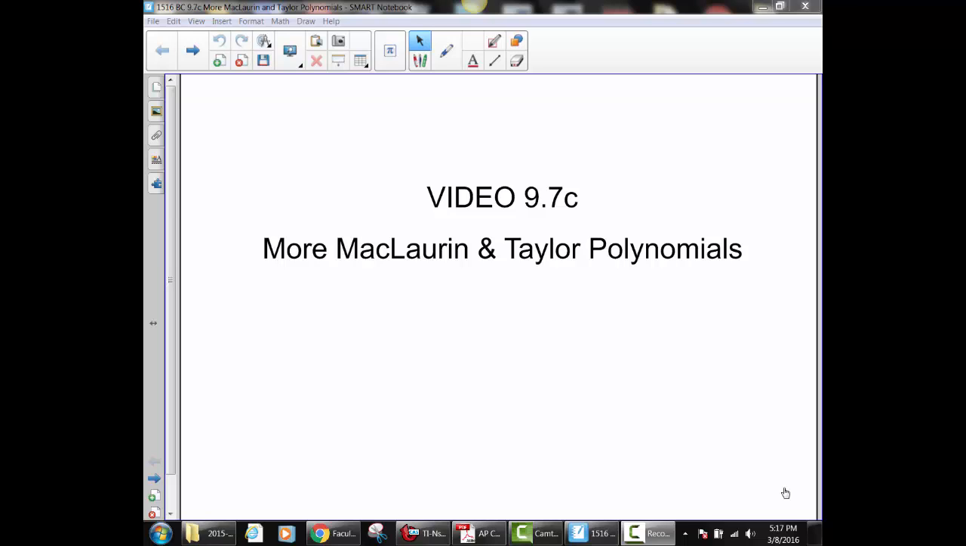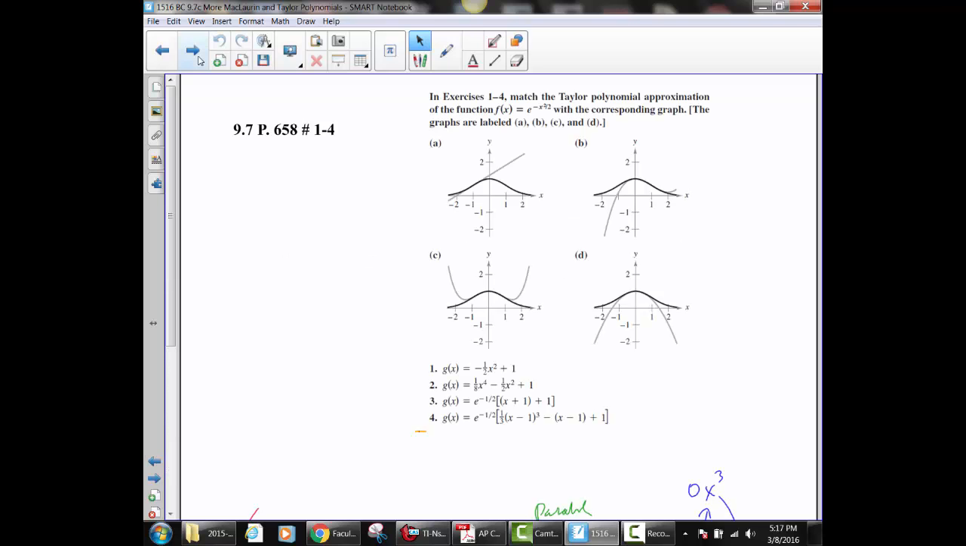Hi, video 9.7c, more Maclaurins and Taylor polynomials. So this is numbers 1 through 4 in the book. It says match the Taylor polynomial approximation of the function f of x equals e to the negative x squared over 2. That's that black curve right here. And they want you to match the Taylor polynomial with the corresponding graph.